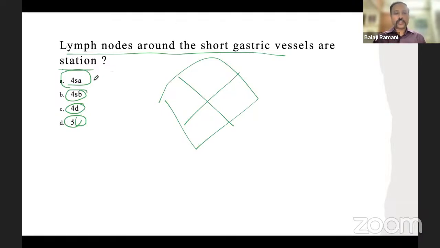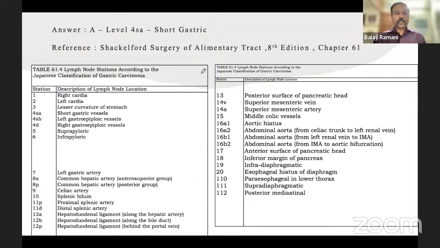The answer to this question is 4SA. So the short gastric vessels are the 4SA vessels. Now we have to know the level 1 group of nodes, the level 2 group of nodes, and beyond that. It is sometimes mentioned as station 1, and then station 2 nodes, or N1, N2, or D1, D2 dissection. Essentially, your D1, D2 dissections will be based on these levels of lymph nodes which are going to be removed.